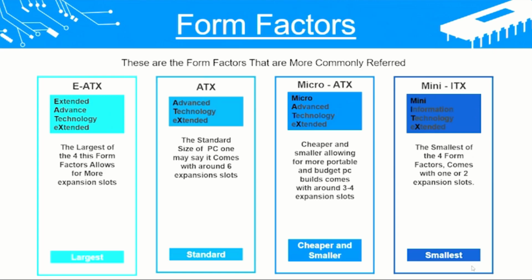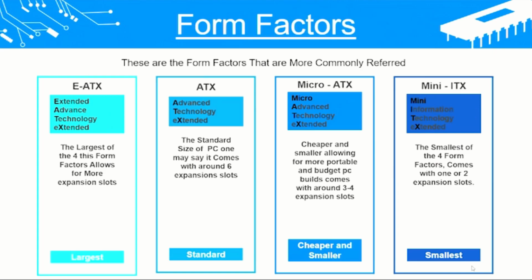Weird name, but it's the largest of the 4, and this form factor allows for more expansion slots, and mainly enthusiasts use this as it allows for SLI, Crossfire, which, if you guys don't know, is like 2 to 4 graphics cards put in line together to double or triple the performance of your graphics. The next would be the ATX, which is a little more budget friendly, and many consumers use ATX, gamers and so on. So it's basically the standard form, and it usually comes with around 6 expansion slots.